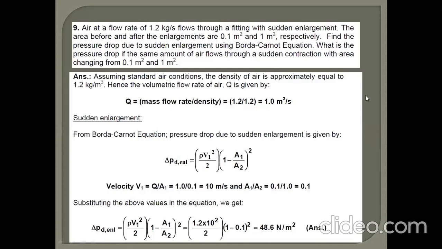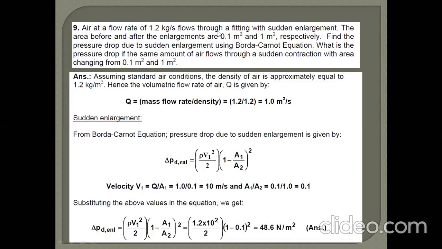So, airflow at the rate of 1.2 kg per second through a fitting with sudden enlargement. The area before and after the enlargement is 0.1 meter square and 1 meter square respectively. Find the pressure drop due to sudden enlargement using the Borda-Carnot equation. What is the pressure drop if the same amount of air flows through a sudden contraction?